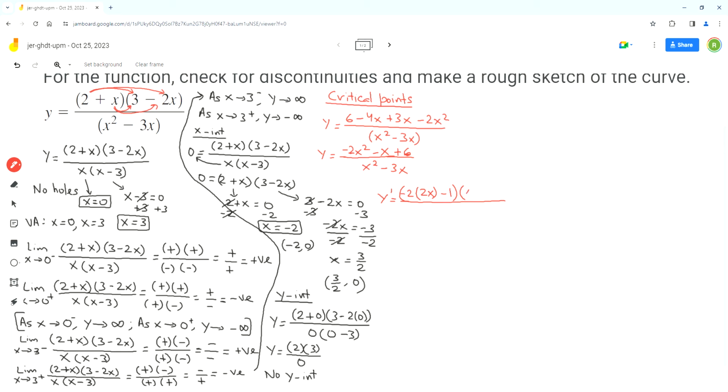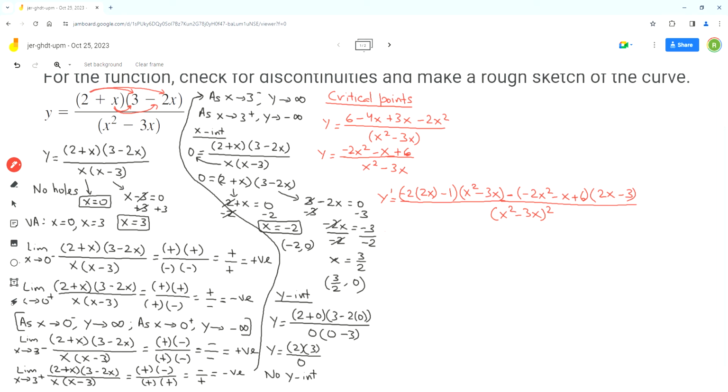Then times the denominator, x squared minus 3x, minus the numerator, and the numerator expression is negative 2x squared minus x plus 6, times the derivative of the denominator. Now in the denominator, the first term is x squared, so the derivative will be 2x. Then minus the derivative of 3x, which will just be 3, over (x squared minus 3x) squared.